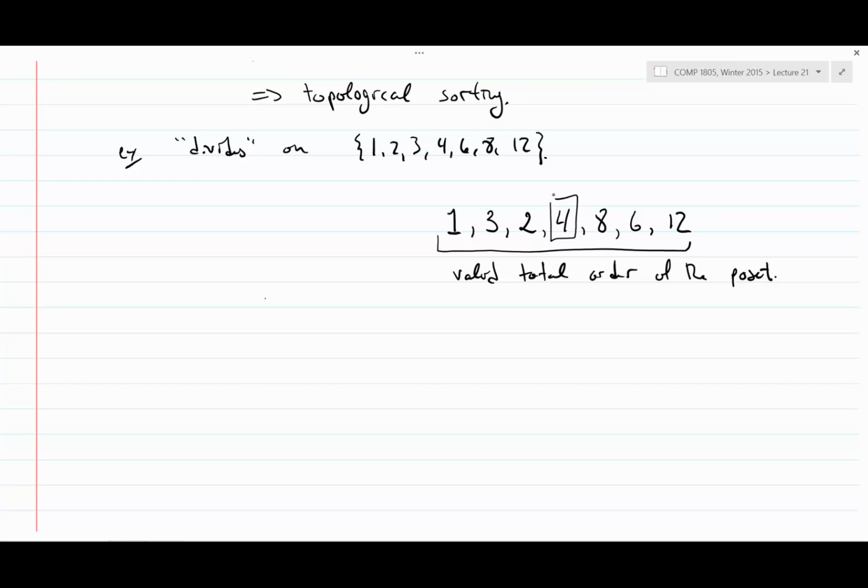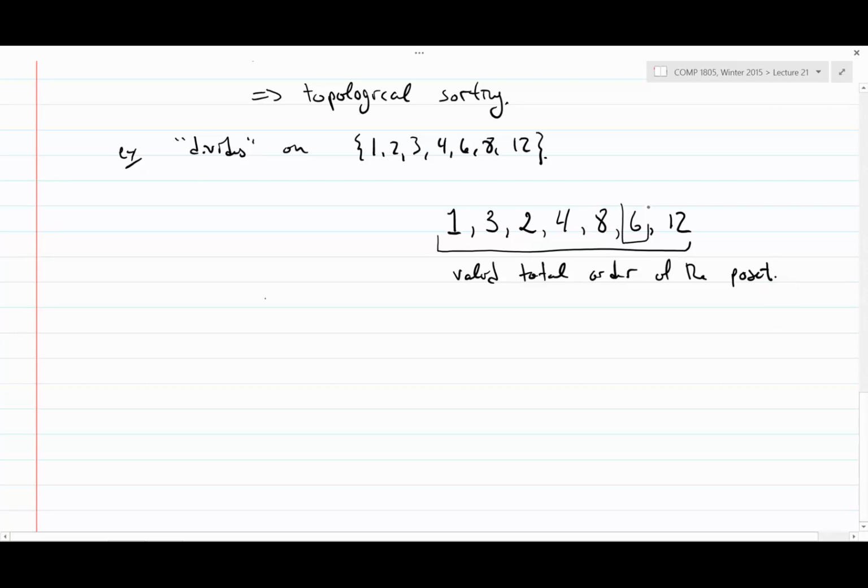Yeah, so what divides 4? 1 divides 4, 2 divides 4. And they're both to the left of 4. Everything to the right of 4 does not, right? 8 doesn't divide 4, 6 doesn't divide 4, 12 doesn't divide 4. All right? That is exactly the property we were looking for, right? That's what we wanted. We wanted it to respect the partial order.